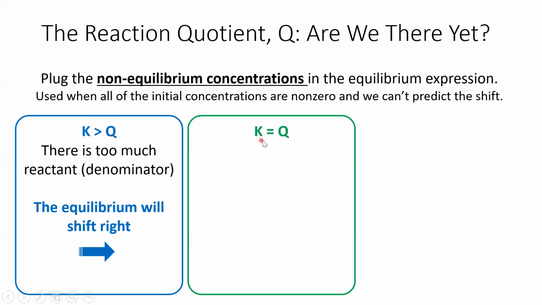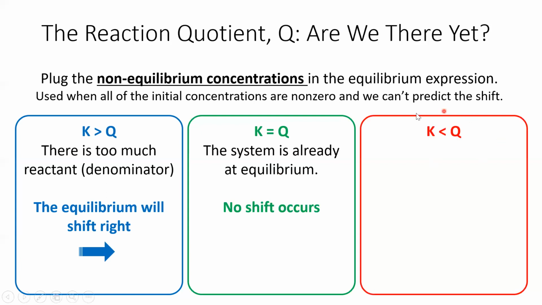So here's one scenario. Now, maybe we calculate the values we're given and it equals K. Well, if that's the case, we're at equilibrium. We're not going to have any shifting to the right or to the left, or producing more reactant or more product. The amount of reactant will be a constant and the amount of product will be a constant because we're already at equilibrium.